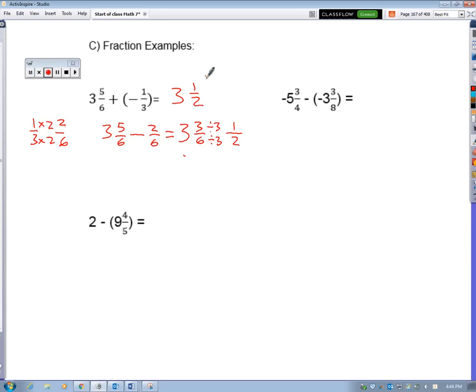Now let's go back and take a look at our addition rules. We have to give the answer the same sign as the bigger number.